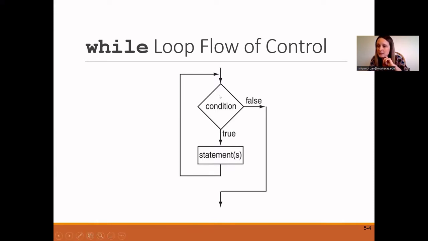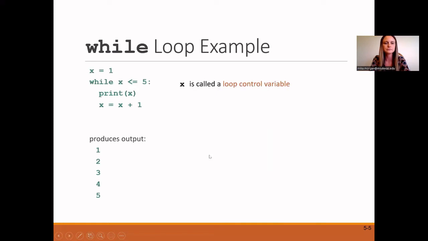If the conditional is still true, it's going to run through the statements a second time, go back and check the conditional, and it'll keep doing that continuously until finally something makes the conditional be false. And then once it's false, it will break out entirely, skip over all of the statements and go down to the next line of code.